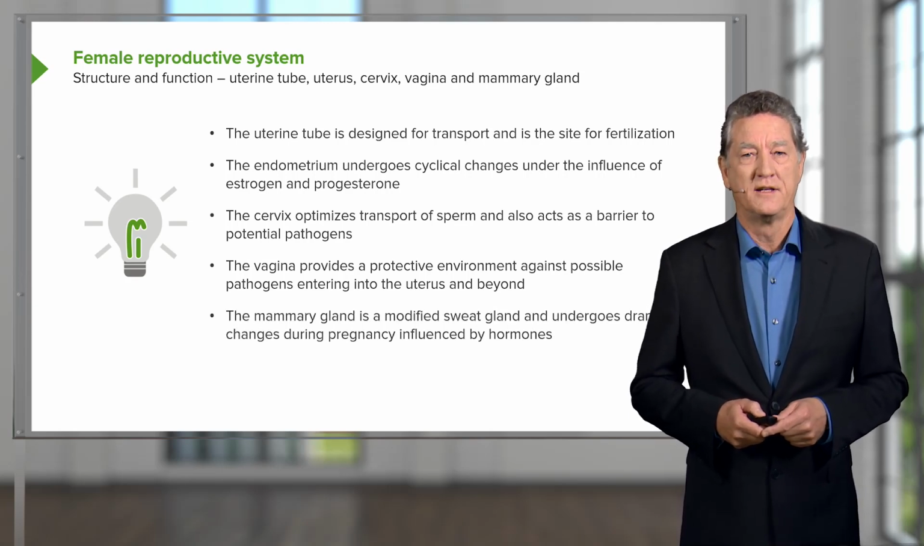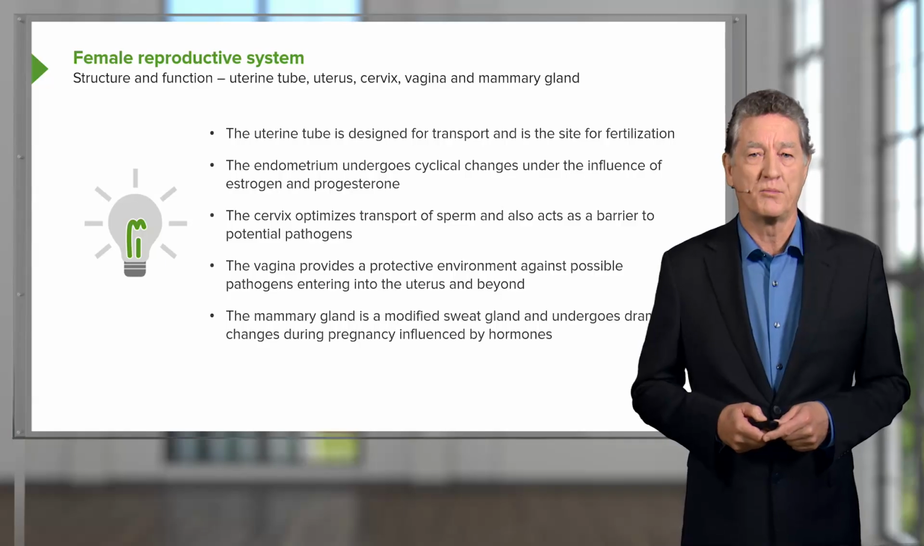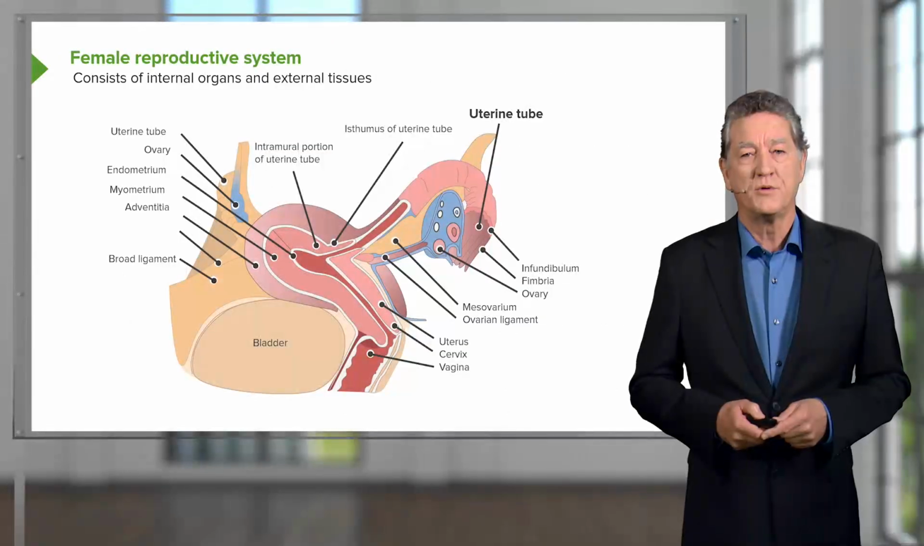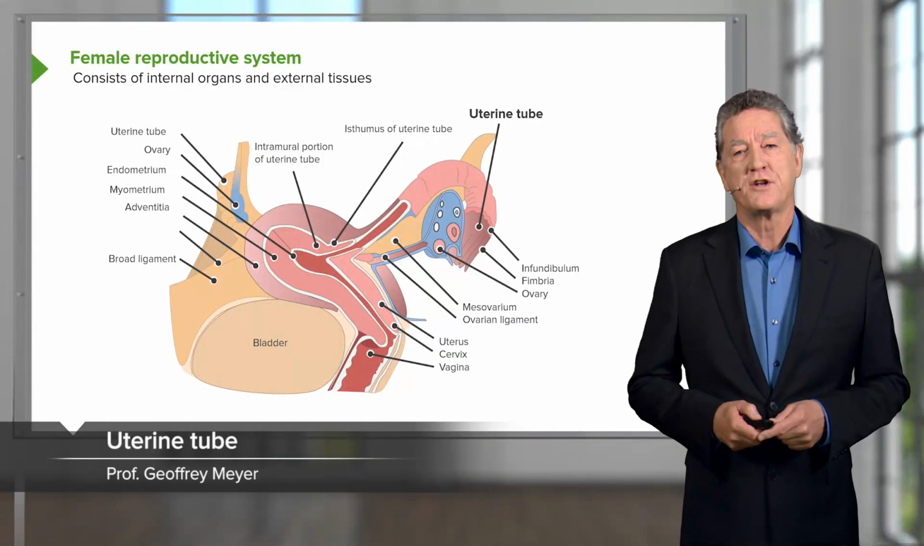And finally, the mammary gland is a very important gland. During lactation, it provides milk, nutrition to the suckling child. And I'm going to briefly describe that, and hopefully you'll understand the structure and function of this gland. We will start off first with looking at the uterine tube.